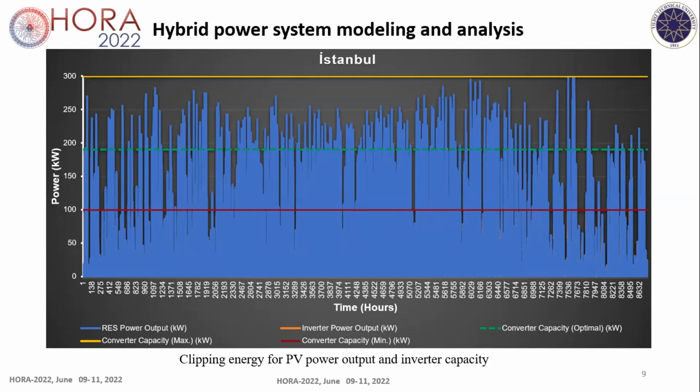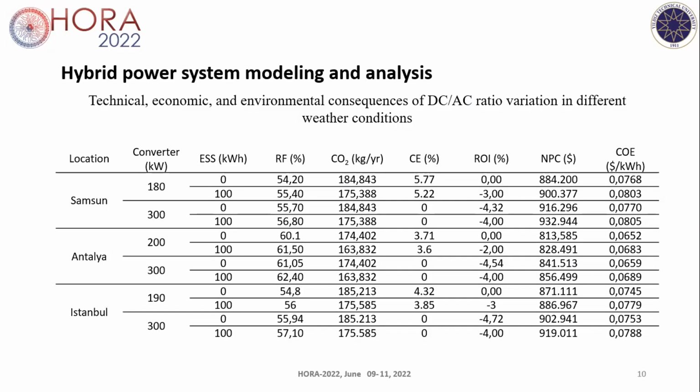We try to optimize, and we select 180 kilowatts for converter capacity to minimize clipping energy and maximize renewable fraction. These are the numerical results belonging to the three different provinces. First, we evaluate 300 kilowatts as converter capacity for each province, and then we optimize them.